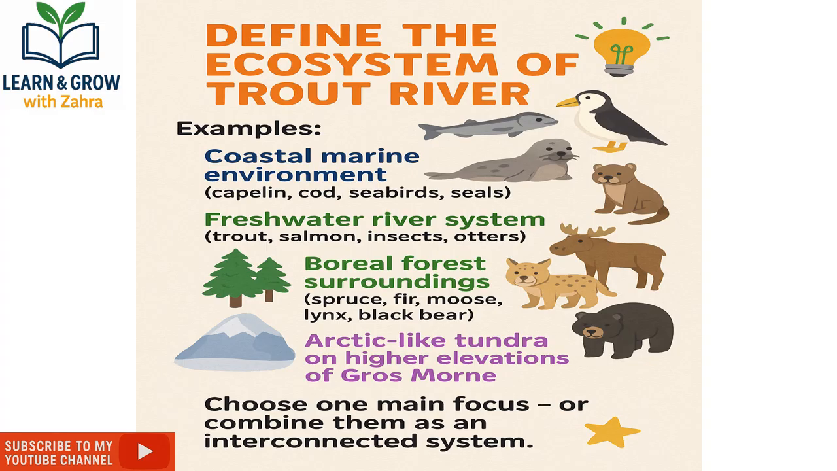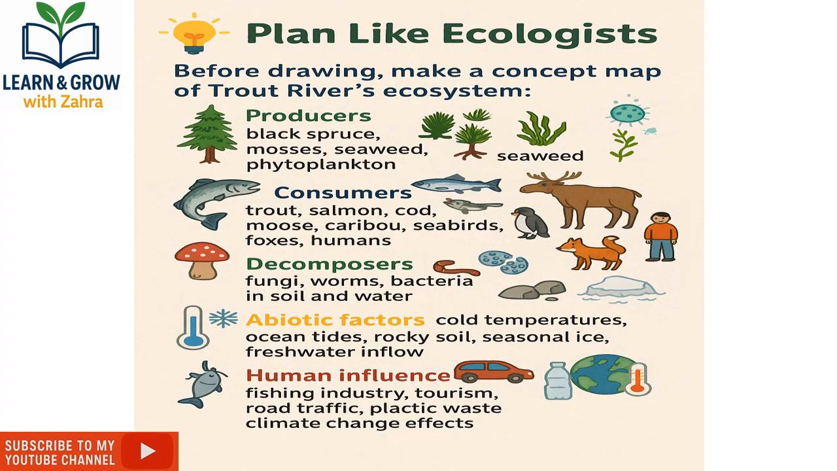Yeah, largely. Consumers get energy by eating other organisms. So in Trout River, that's your trout eating insects, cod eating capelin, moose munching on trees, seabirds grabbing fish, foxes, lynx, bears. Humans, too, you mentioned. And definitely humans, yeah. We're big consumers in this system.